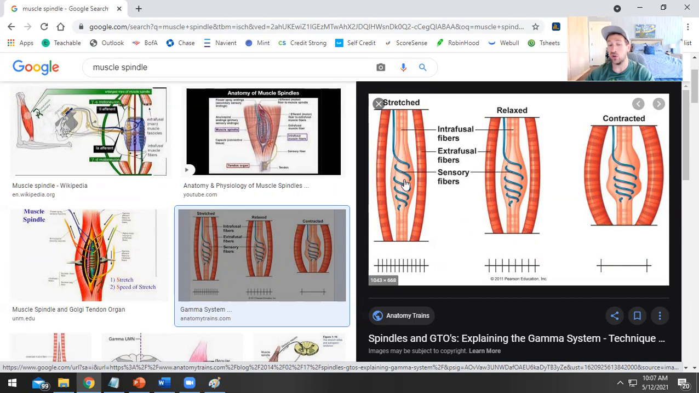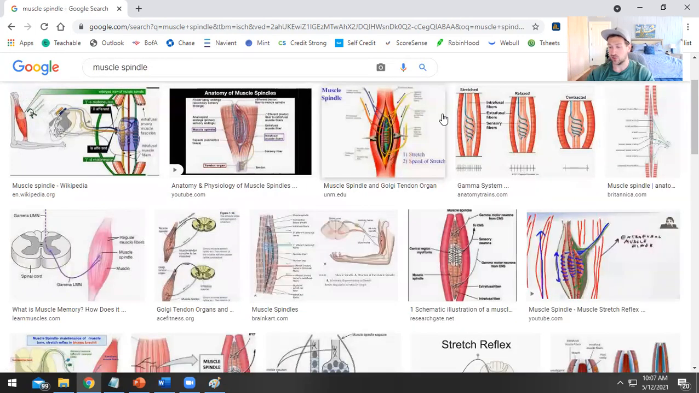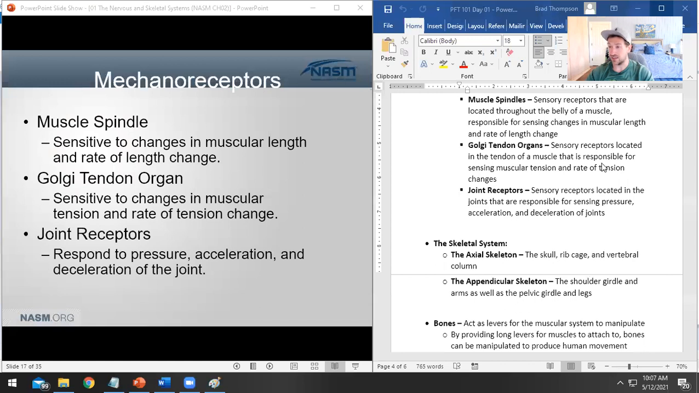And it can tell when that coil is being stretched apart or when that coil is being clamped together. If it's being stretched apart, it's going to send a signal to the brain saying, hey, brain, this muscle's currently at this length. It can go to about here. Currently, it's about here, right? That's the muscle spindle's job: to send information to the brain saying, this is how long your muscle is.